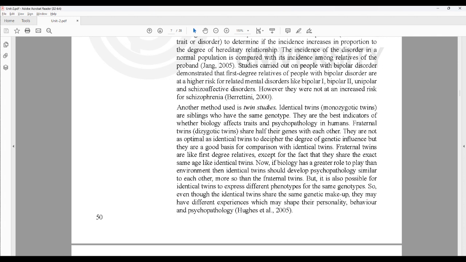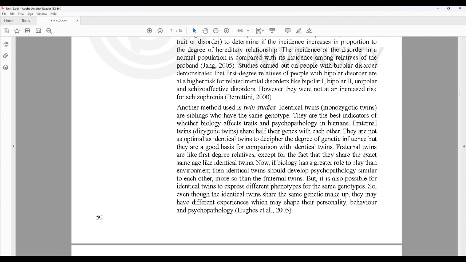They are the best indicators of whether biology affects traits and psychopathology in humans. Fraternal twins, dizygotic twins, share half their genes with each other. They are not as optimal as identical twins to decipher the degree of genetic influence, but they are a good basis for comparison with identical twins. Fraternal twins are like first-degree relatives, except for the fact that they share the exact same age like identical twins.